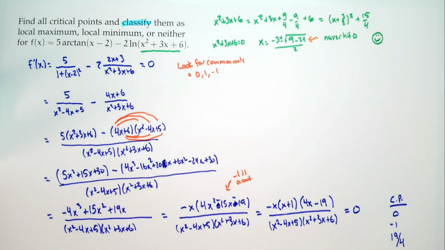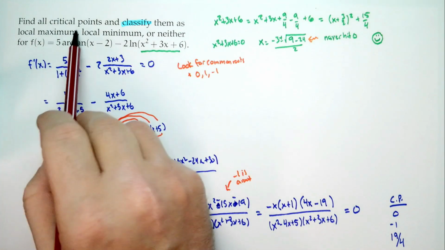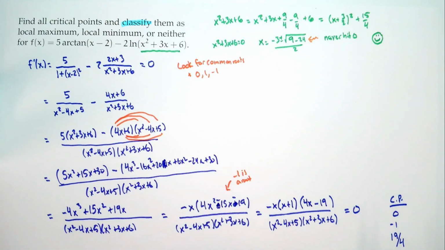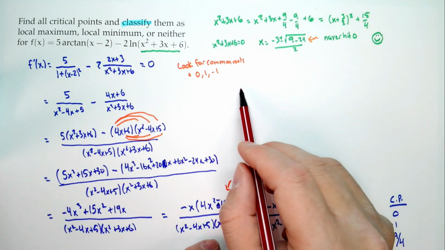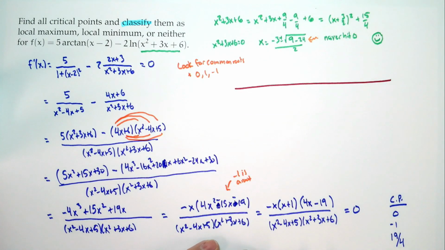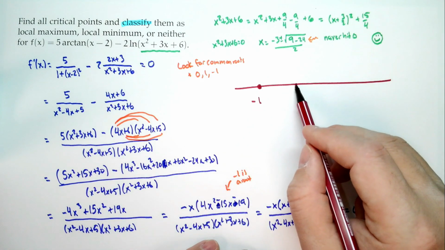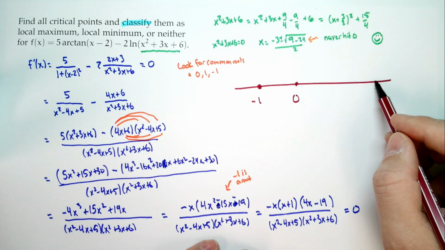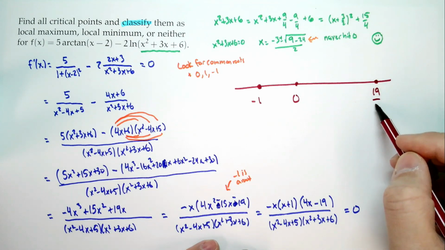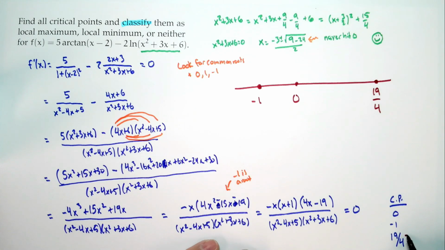So we found the critical points. We've essentially done the first step, but remember there's a second step, which is to classify. For the classify step, we have to draw them. Draw the number line. We've got to put negative 1, 0, and 19 fourths. It's a little bit over here. If you wanted to write it down in decimal, 4.7500, for all those engineers out there who want a couple digits of accuracy. So it's a little less than 5, but it's more than 4.